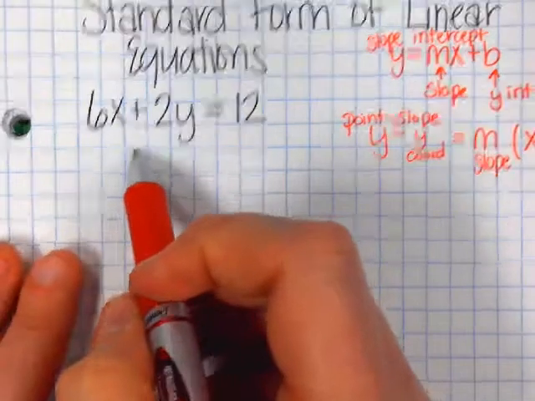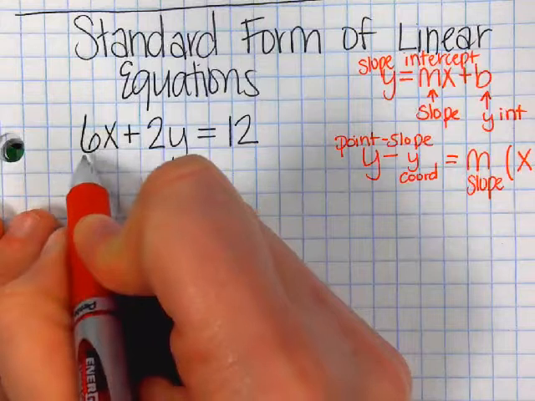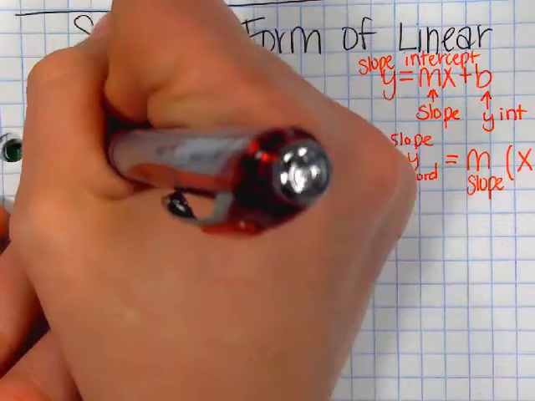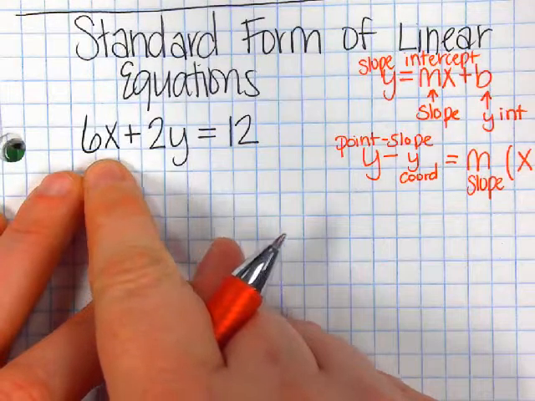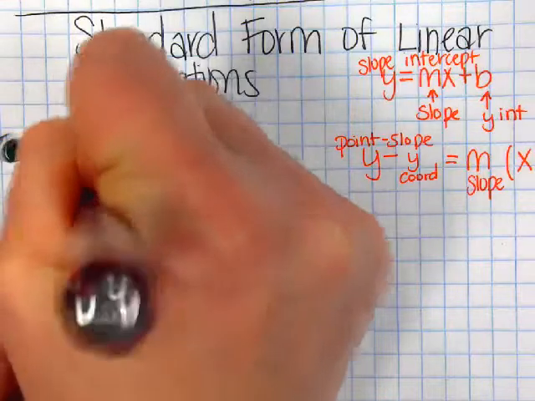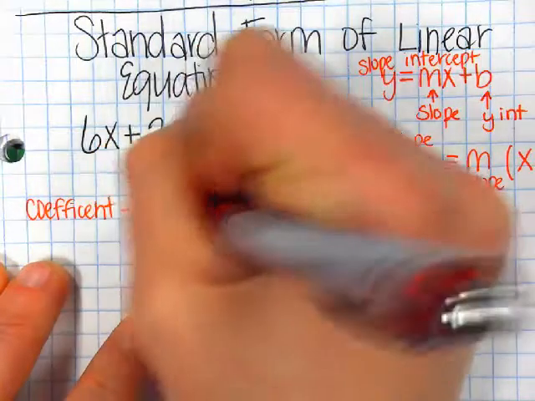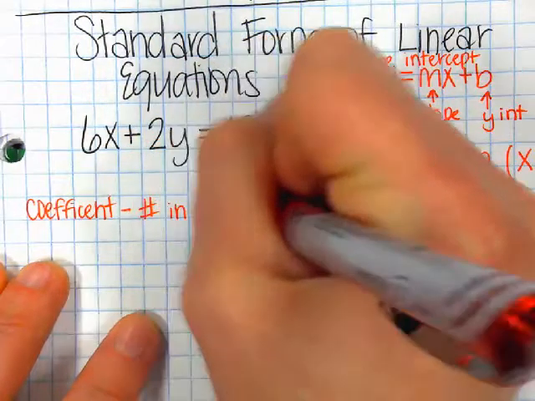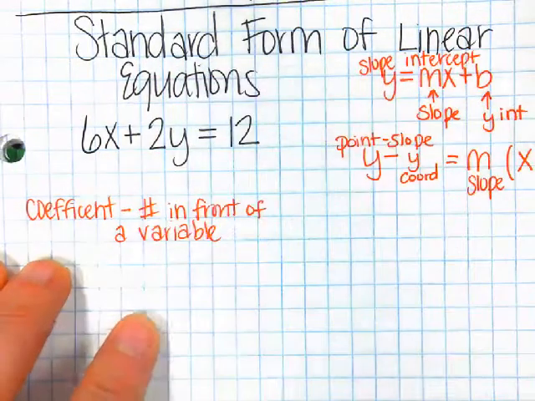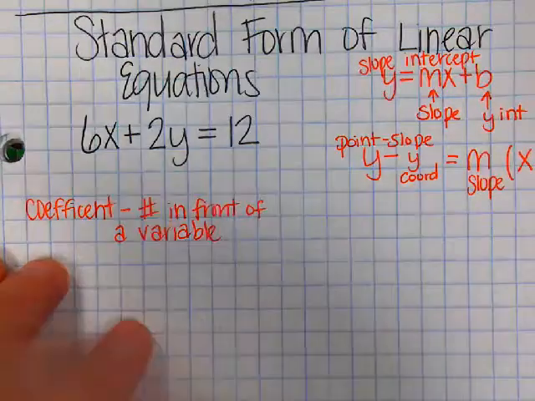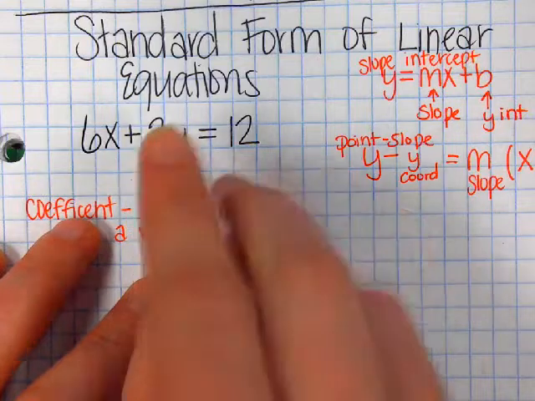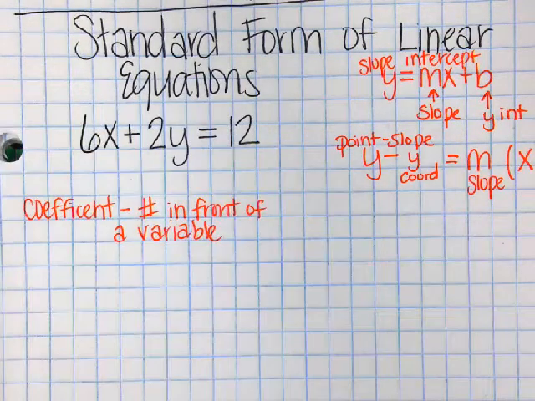This is called standard. You will always see that standard is written some number x plus some number y equals 12. These are called coefficients. The number in front of a variable is just called a coefficient. It's spelled coefficient. So a coefficient is just a number in front of a variable. The coefficient of x is 6, the coefficient of y is 2, and then 12 is called the constant.